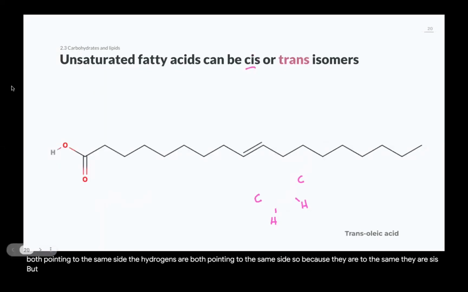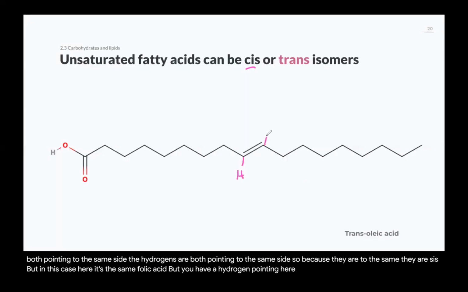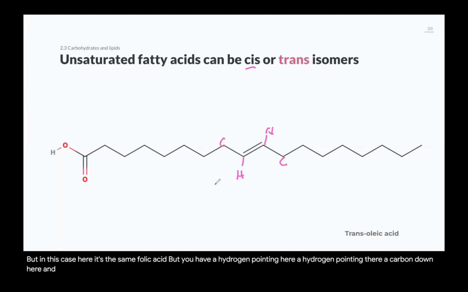But in this case here, it's the same oleic acid, but you have a hydrogen pointing here, a hydrogen pointing there, a carbon down here, and a carbon over there. It is across, they are across the double bond. And because they are across, they are trans isomers, they are trans fatty acids.